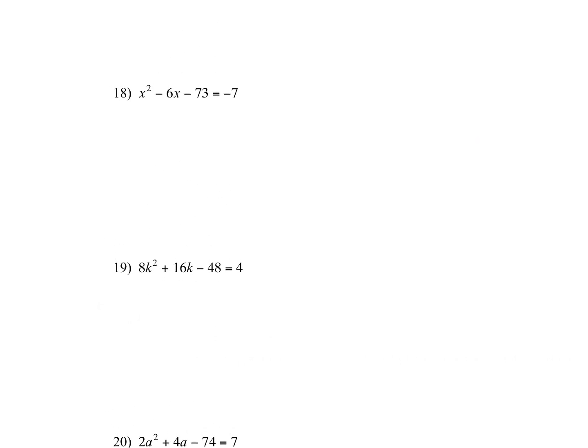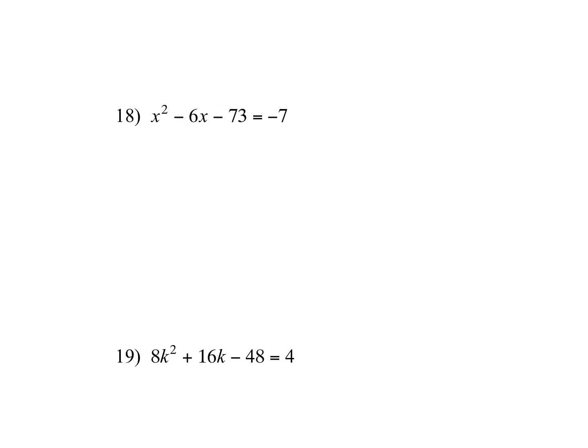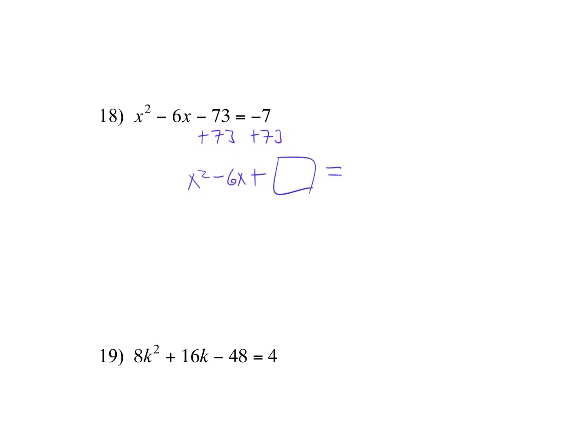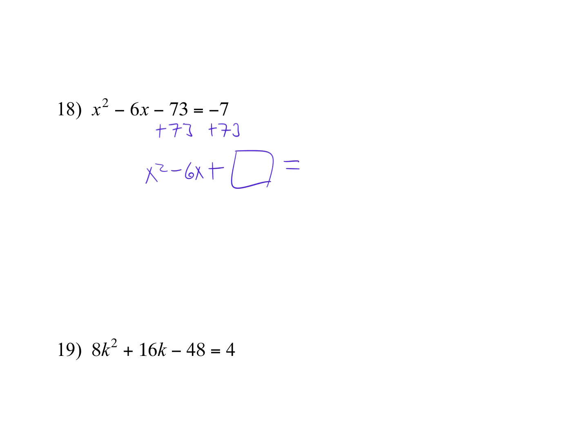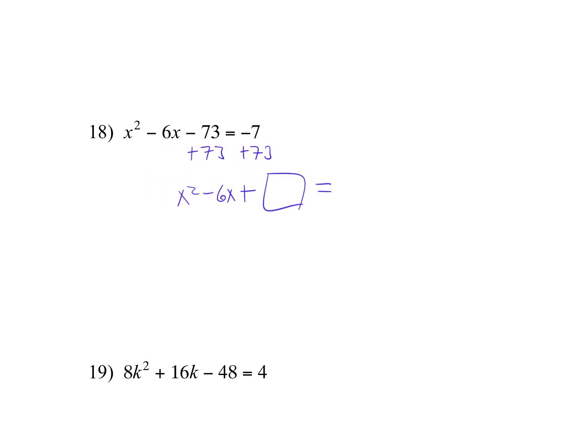All right, last page, and this is all by completing the square, right? So let's keep it going. First thing you want to do, again, get all your constants to one side. So let's add 73 on both sides. So we should get x squared minus 6x. Add the little space as always, right? Negative 7 plus 73 should get you 66. Whoa, hold on. Yeah, 66. And then plus the little box.